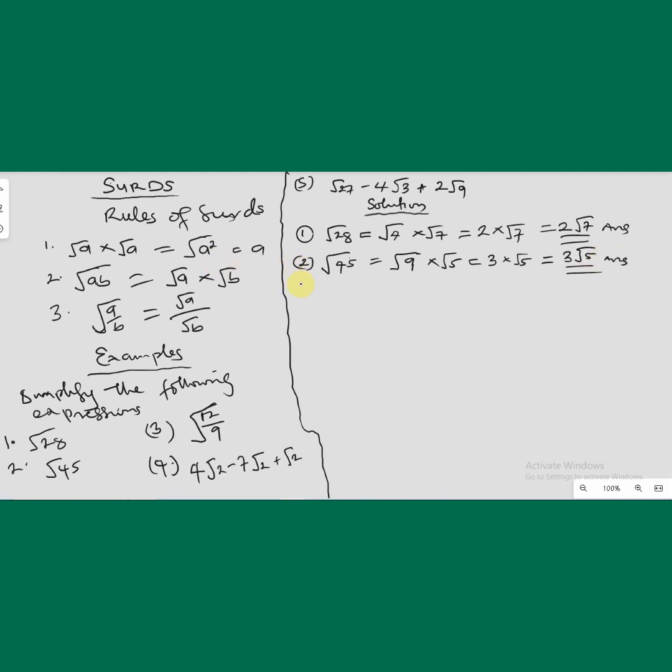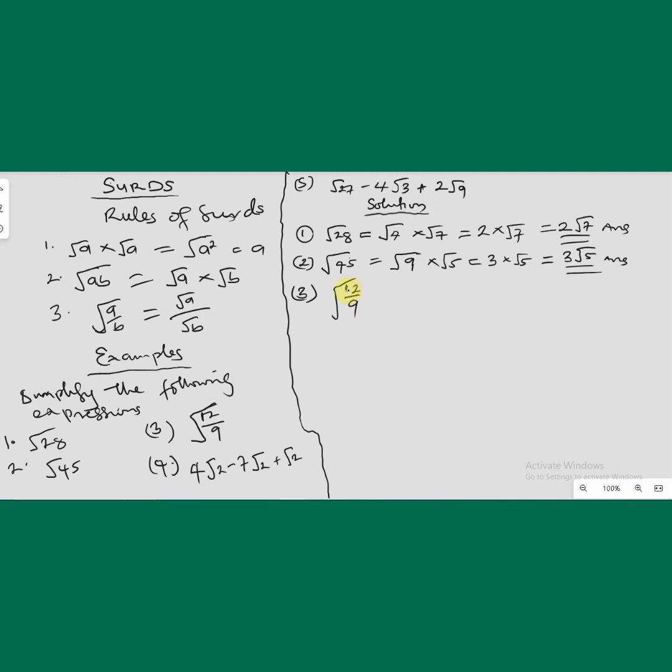So this is the answer here. So now the third one, which is simplify square root of 12 divided by 9. So now there are many ways. I'm going to write this well. This is square root of 12 divided by 9. You can solve this in 2 ways. Now the first one, you can't find square root of 12 directly.